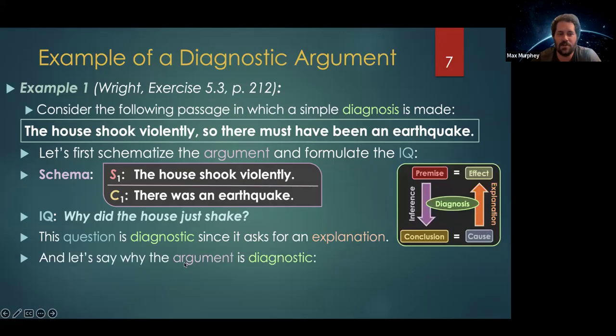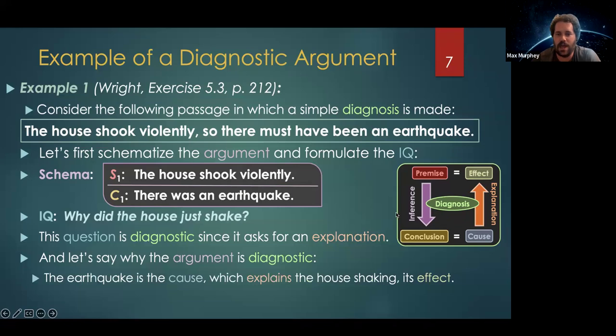Okay, and let's make sure we understand why the argument is diagnostic by looking at our diagram again. So the earthquake is the underlying cause, which explains the house shaking, which is the effect. So the cause-effect relationship is pretty clear. Obviously, the earthquake is what causes the house to shake, not the other way around. Everybody knows that, right?